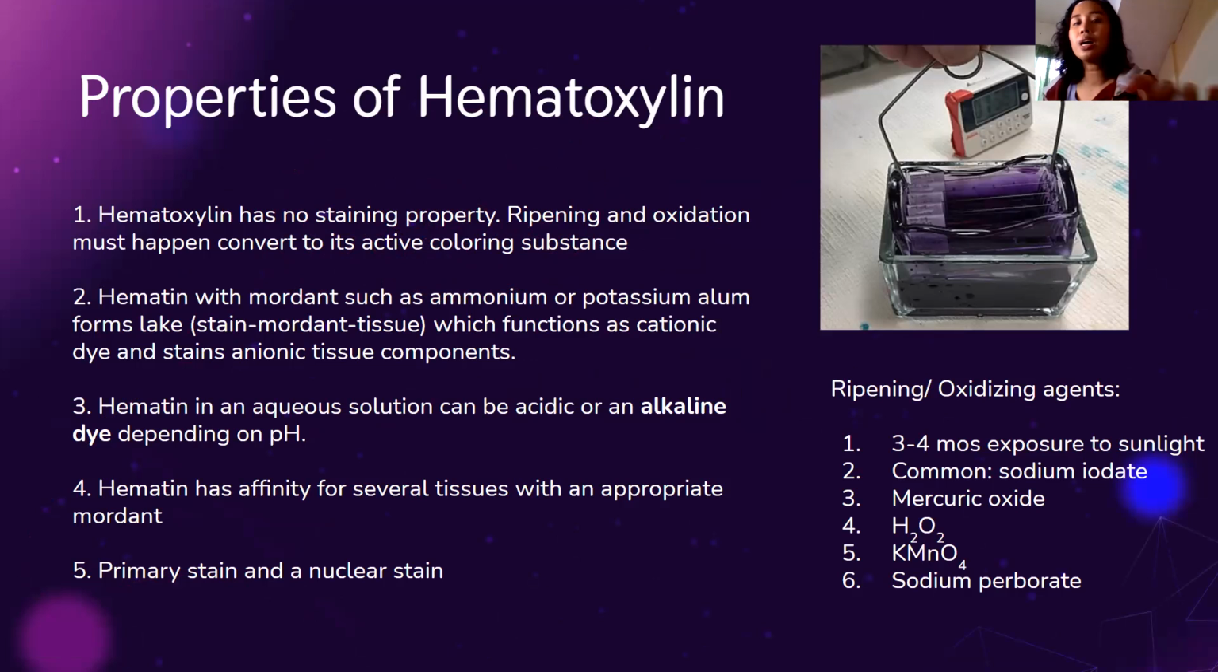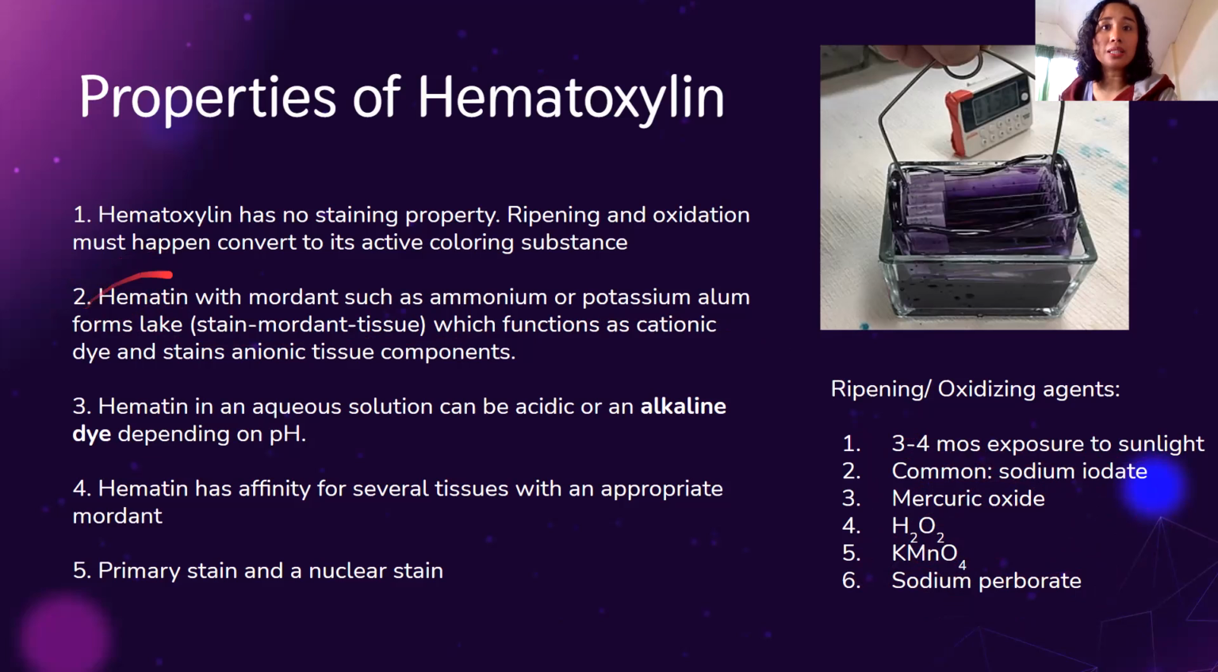Okay, so the examples of your ripening or oxidizing agent. For example, ibababad sa sunlight 3 to 4 months. Mabagal lang. Pero mas mabilis itong mga to, mga chemical oxidizers or ripening agents. We have sodium iodate, mercuric oxide, hydrogen peroxide, potassium permanganate, and sodium perborate. Okay, so para mailabas yung hematin.